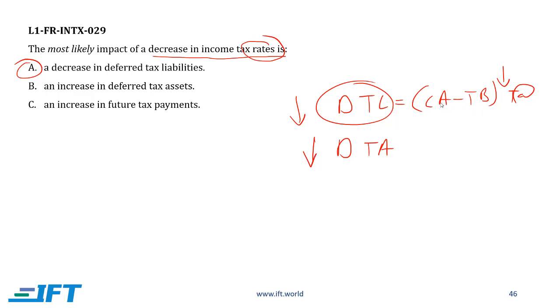Maybe over here a deferred tax asset is being generated. If your carrying amount is less than your tax base, if it is an asset, then a deferred tax asset is generated. If tax rate is going down, then again deferred tax asset will also go down. Both deferred tax liability and deferred tax asset will go down if tax rate goes down. Very important point. Either case.